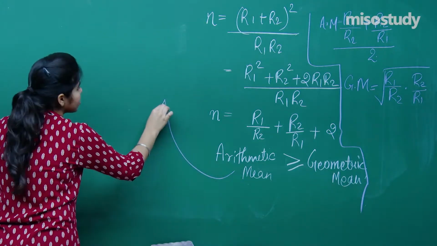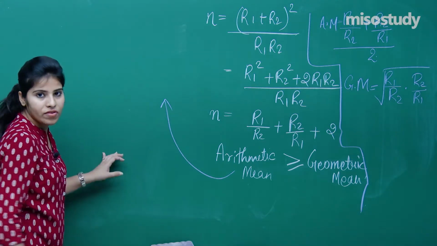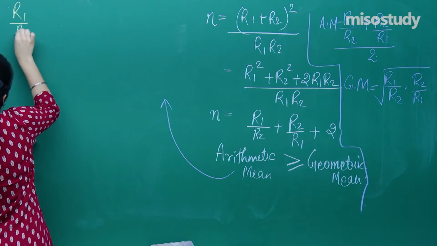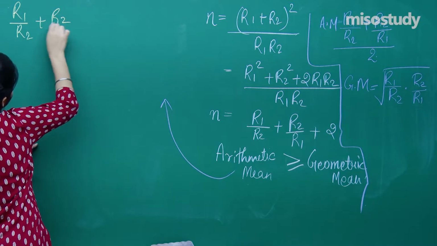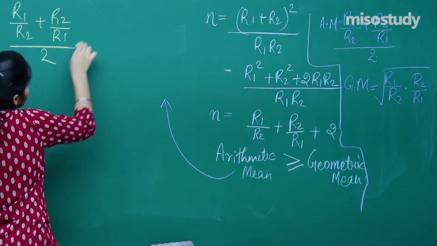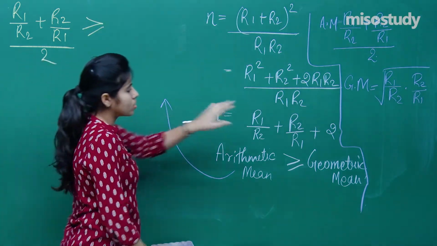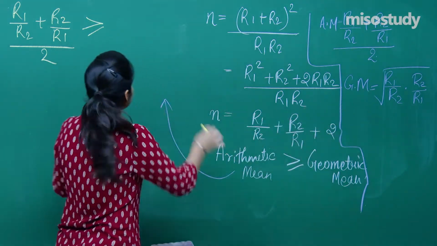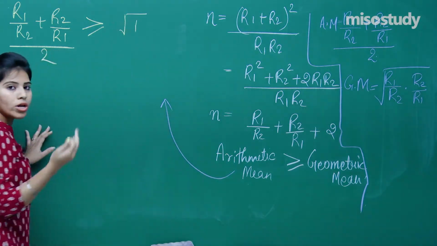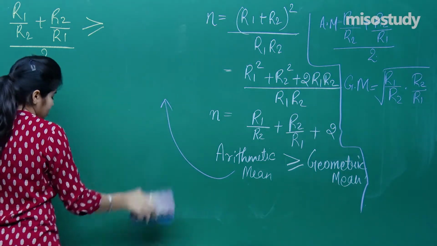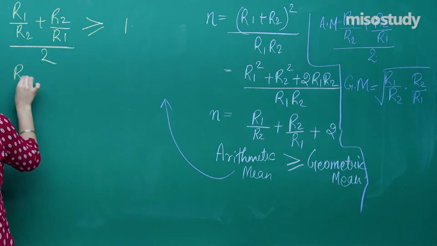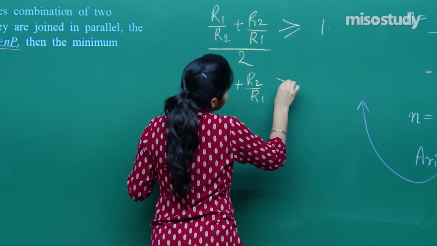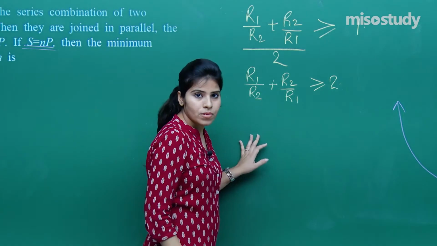Now if I apply these two in this particular situation, as I know that the arithmetic mean is greater than or equal to the geometric mean, the arithmetic mean R1 upon R2 plus R2 upon R1 upon 2 is greater than or equal to the geometric mean. Now this is nothing but the square root of 1, or you can simply say 1. So we now have R1 upon R2 plus R2 upon R1 is greater than or equal to 2, right?